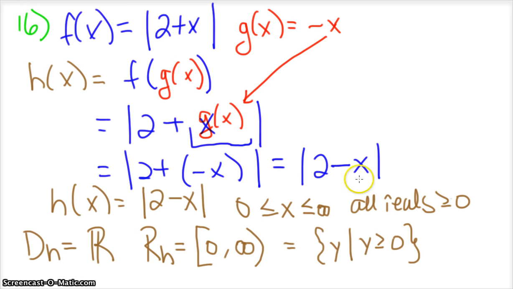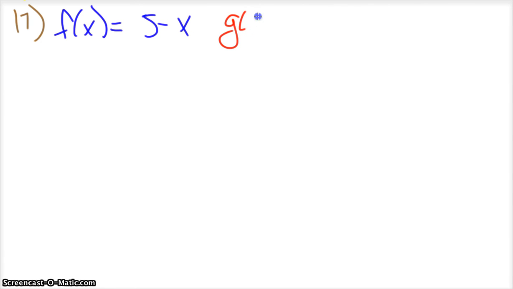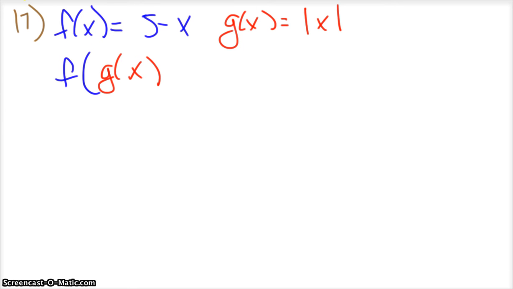That is 16. I'm going to quickly do 17. F of x equals 5 minus x, g of x equals the absolute value of x. F of g of x. Oops, you get the idea.